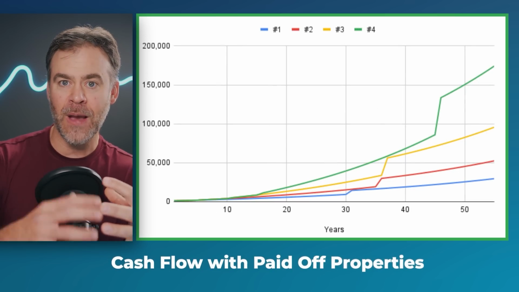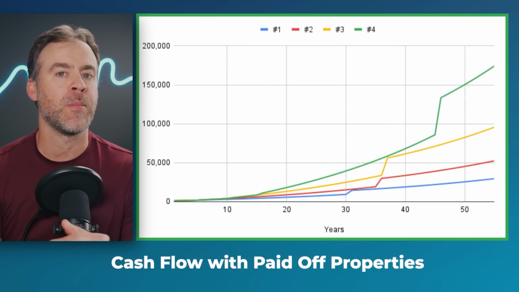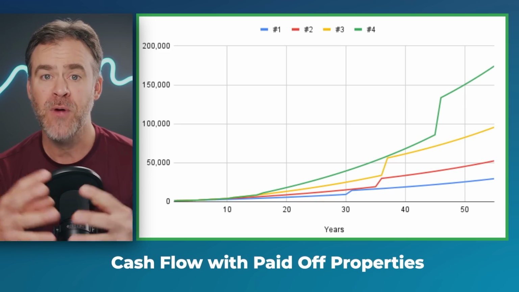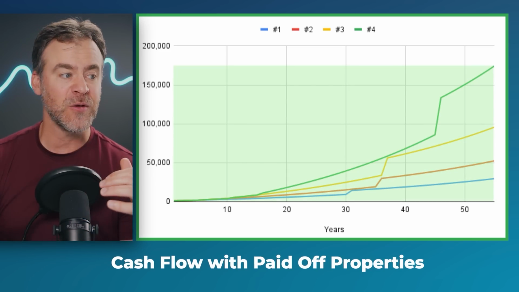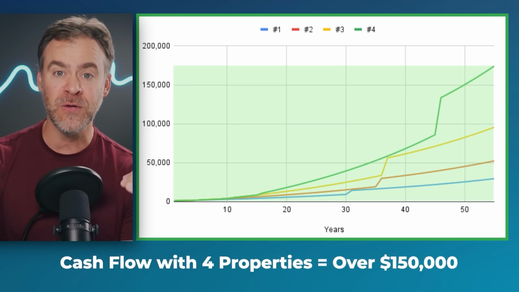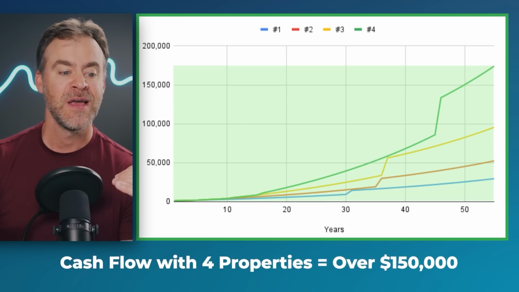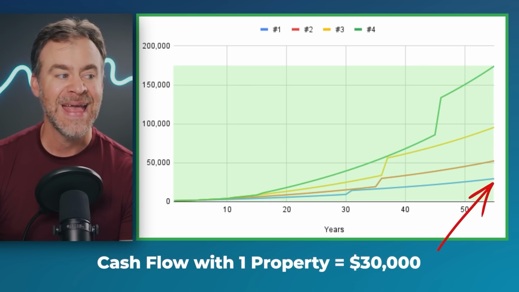Let's go and look at one more scenario here. What happens when all those properties are paid off? Well, once those properties are paid off, we even see a bigger difference in cash flow. So now you're at over $150,000 in future cash flow when those properties are paid off, compared to about $30,000 in cash flow from one property. That's over a 5x difference.